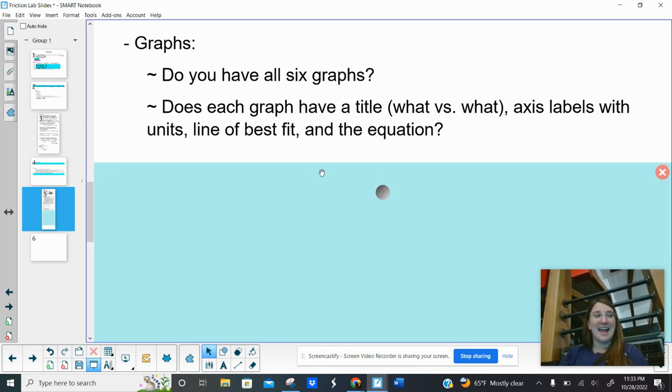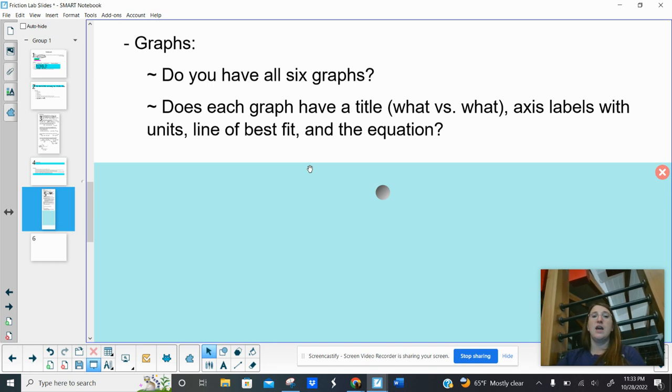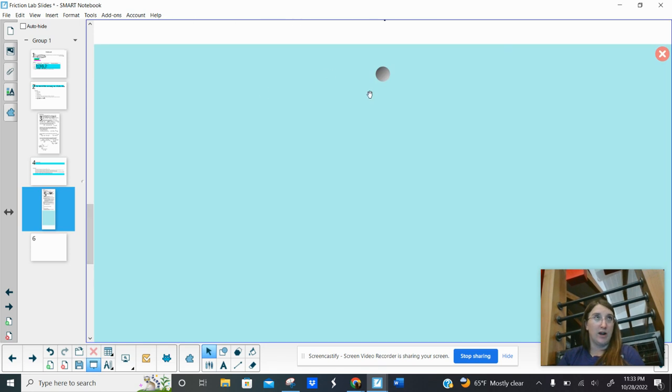Remember, in Canvas, there is a document titled Graphing in Google Sheets. If you're not sure how to do any of these things, reread that document. There are plenty of people in class, even outside of your lab group, who know how to get a line of best fit and the equation as well, if no one in your group knows. So pause the video, go finish your graphs, and then you can come back and I can talk you through the analysis.